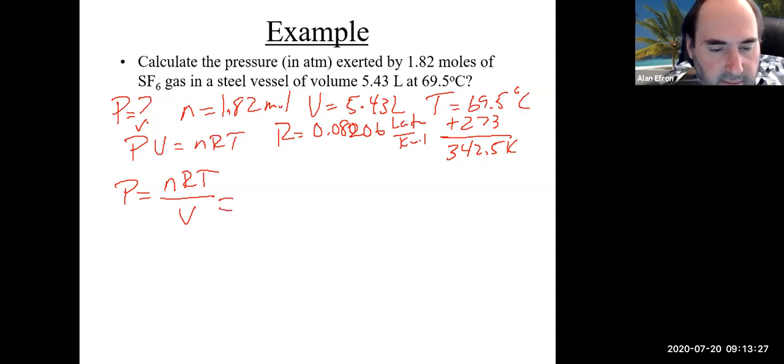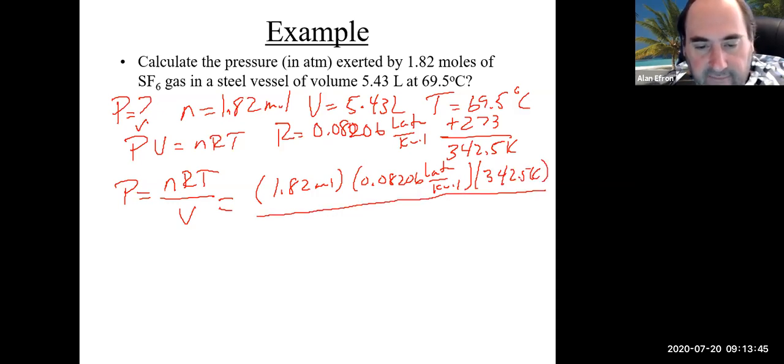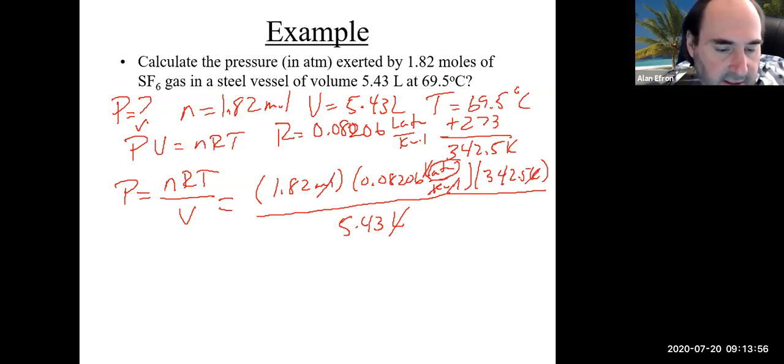So we have everything that we need, so put in our moles, which is 1.82, our R, 0.08206. Our temperature has been converted to Kelvin, all divided by the volume, which was 5.43 liters. Liters will cancel, moles will cancel, Kelvin will cancel. That's going to leave us atmospheres as the only unit left, which is good since we're looking for pressure.